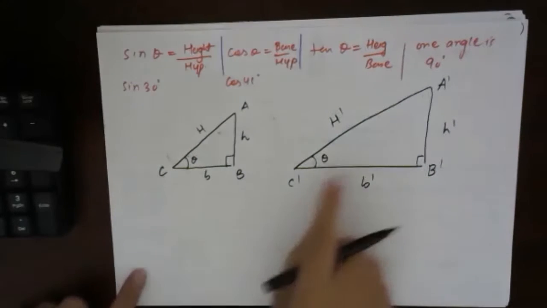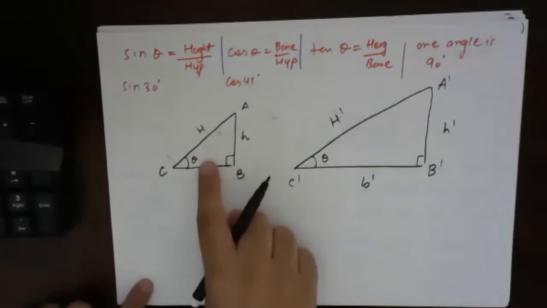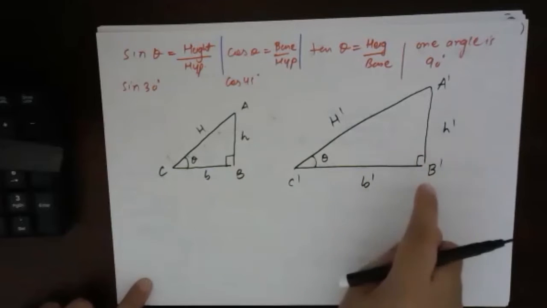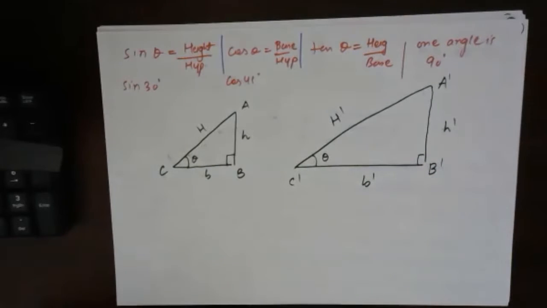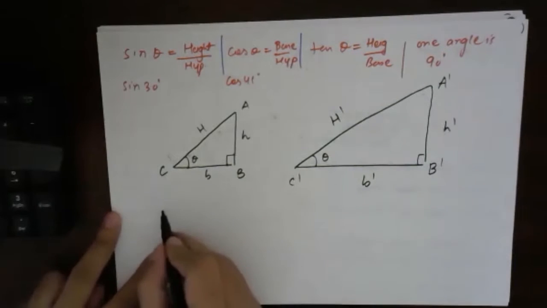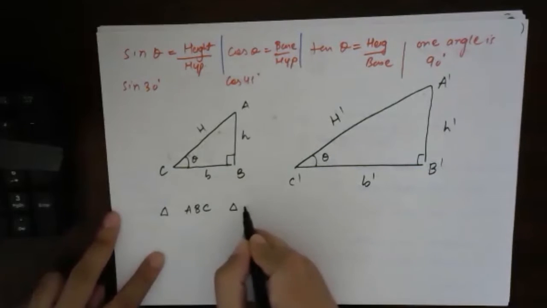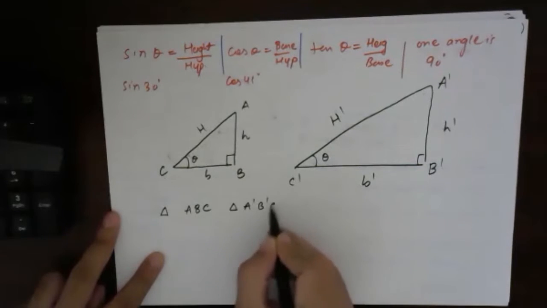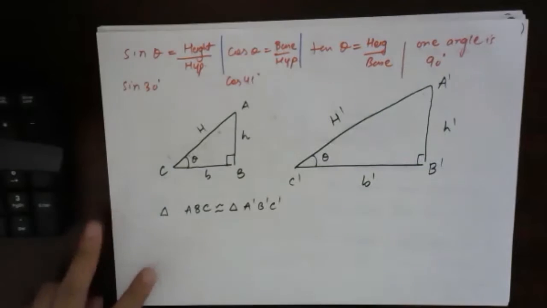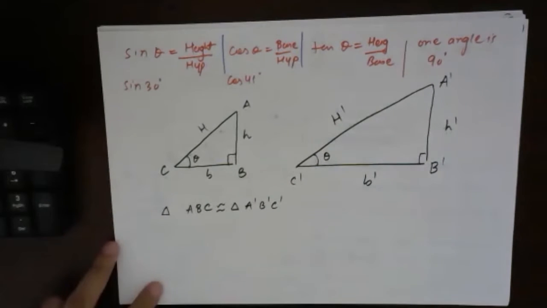Okay. Now, if these are the two triangles, what can we say about these two triangles, ABC and A dash B dash C dash? These two triangles are similar. Yes. So we can say that triangle ABC and triangle A dash B dash C dash are similar to each other, right?